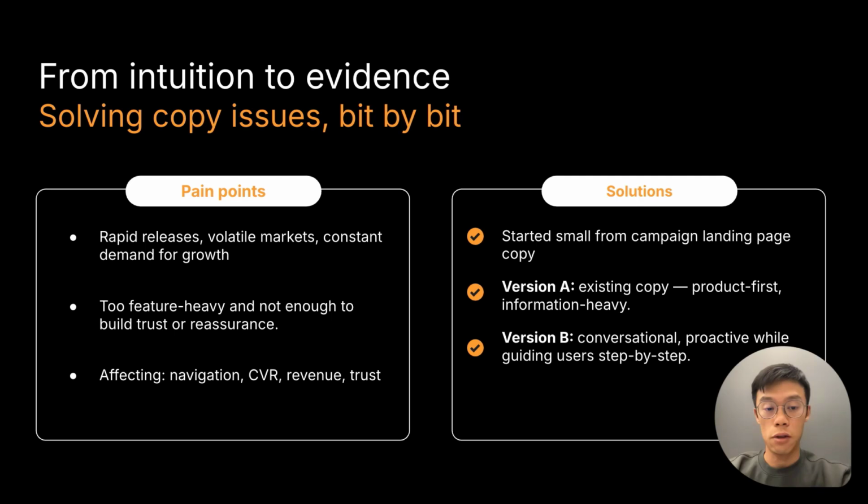In order to solve the problem, I came up with a few solutions. First was A/B testing, starting small from campaign landing pages, copy, or even just pop-ups. Version A is the existing copy, which is product-first, information-heavy, and written in the pre-existing framework of quick delivery. Version B is conversational and proactive, guiding users step by step. Or if it's more about conversion, we make it more uplifting, direct, and firmware-oriented.